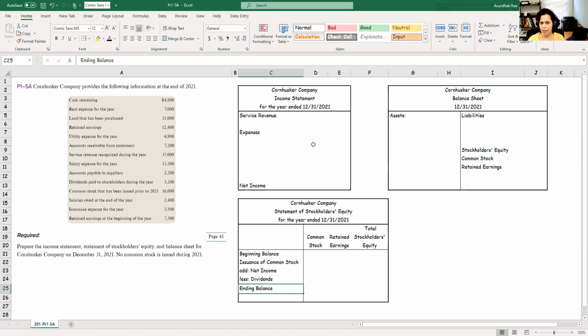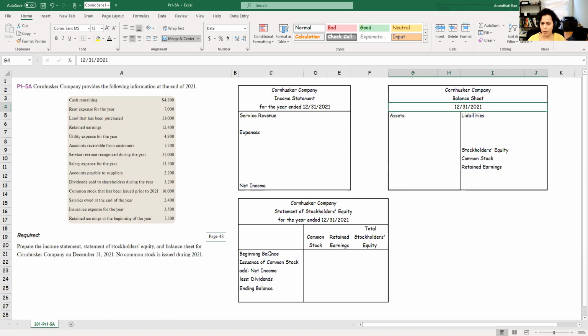So once again, three statements: income statement, statement of stockholders' equity, both of which are for a period in time. Balance sheet is as of a particular date. Balance sheet has three groups of accounts: assets, liabilities, and owner's equity. Owner's equity always has just two accounts. There's common stock and retained earnings. That's when you're looking at the very basic format. Common stock and retained earnings.